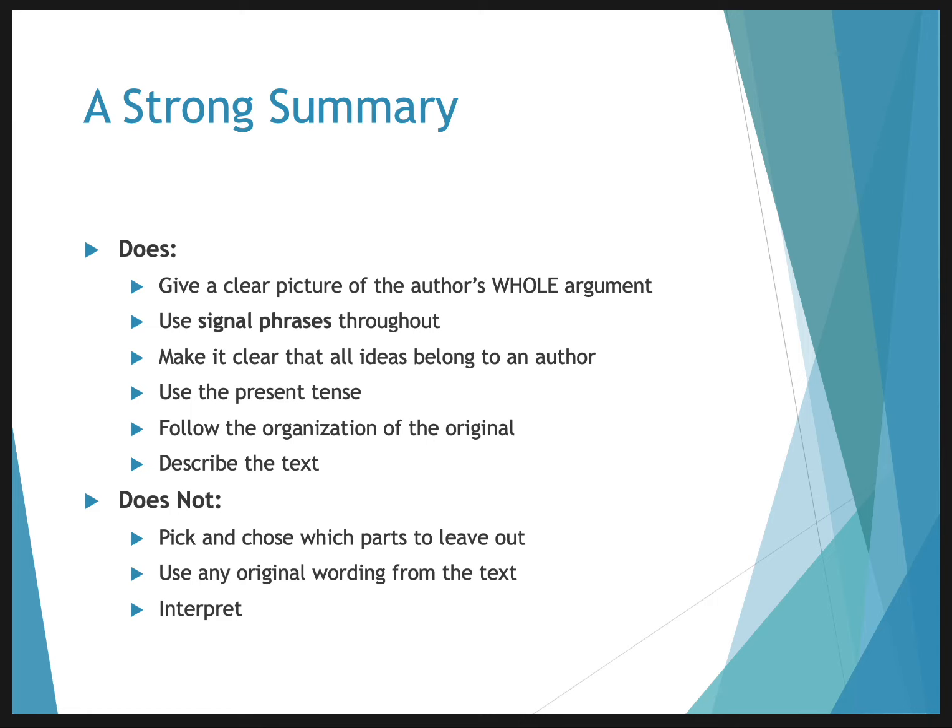So let's talk about what a strong summary does. A strong summary gives a clear picture of an author's entire argument. It's not a part of an argument. It doesn't skip over the parts that are hard to understand. A strong summary uses signal phrases throughout. It makes clear that all of the ideas belong to an author and not to the writer of the summary. It uses the present tense. It follows the organization of the original, and it's going to use transitional elements that are chronological. And it describes the text.